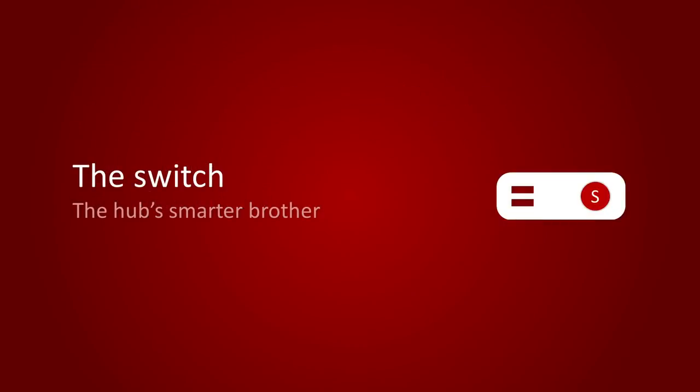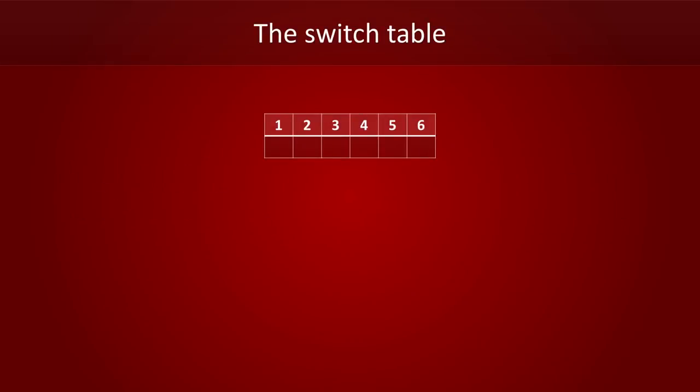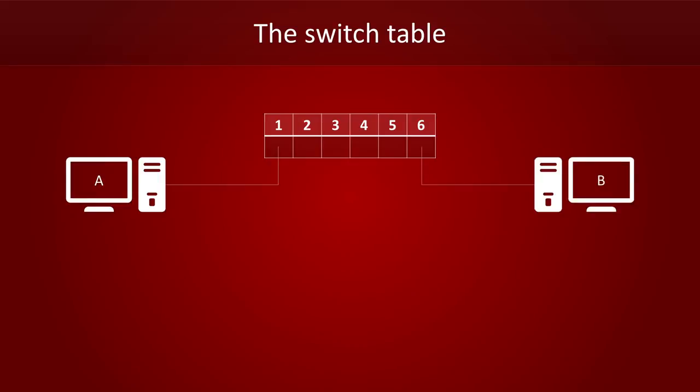Now wait a minute, there's a better way to do this. If our hub kept a list of where every host can be reached, then it would be able to send every packet straight to its destination without spamming the entire network. That's what switches do. In this example, we've plugged in computer A to port 1 and computer B to port 6. Each network card has a unique address that switches can use to identify a computer.